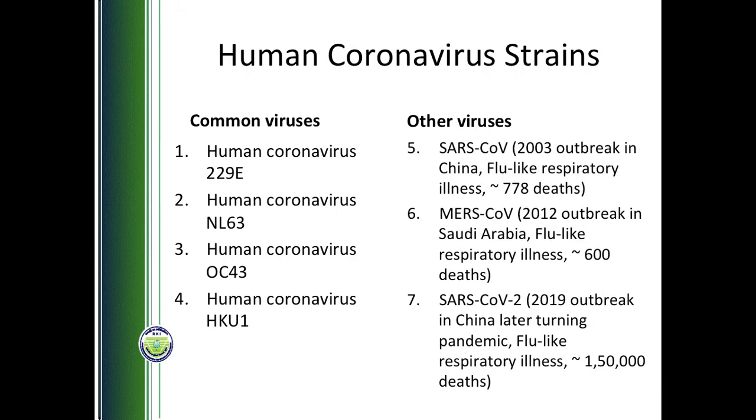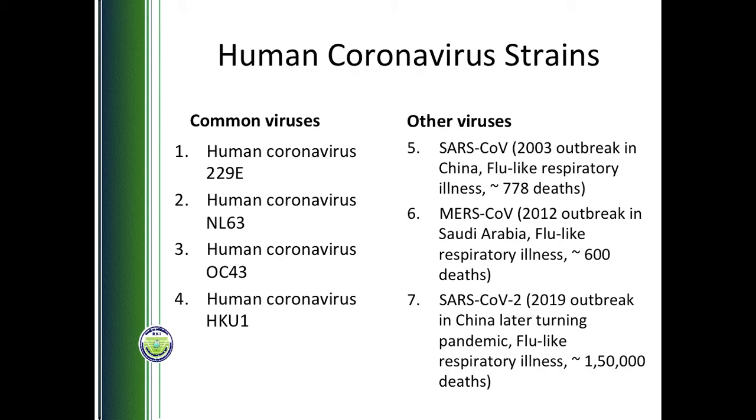However, there is a group of other three viruses which I have labeled as other viruses here. Number 5 is the SARS coronavirus that caused the 2003 outbreak in southern China, and the disease was named severe acute respiratory syndrome, what we call SARS. It nearly killed 800 people. The sixth one is the MERS coronavirus, that is the Middle East Respiratory Syndrome disease causing virus. This outbreak was in 2012 in Saudi Arabia, which nearly killed 600 people.